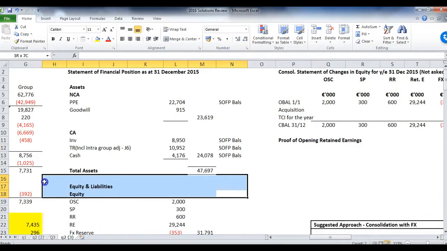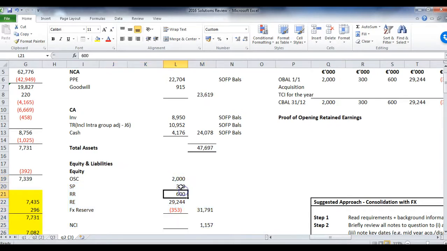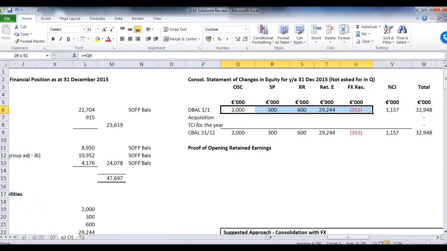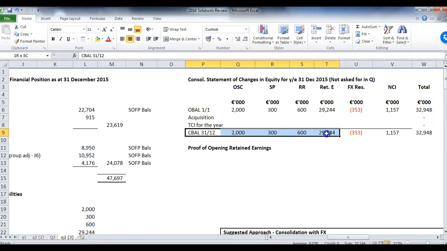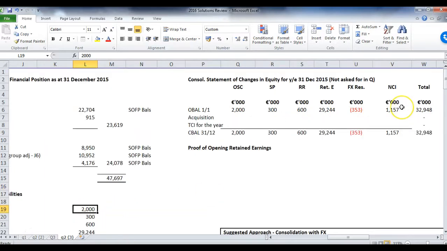Your starting point is that the number of columns in the statement of changes in equity will match the number of line items in the equity section of the SOFP. So in this case, there's 1, 2, 3, 4, 5, and including NCI, 6 core columns, and then a totals column. The closing balances are where you start, because you'll work back towards the opening balance. They will be the balances as per the SOFP. So you can see the 2 million, 300, 600, 29.2, minus 353, and 1157.